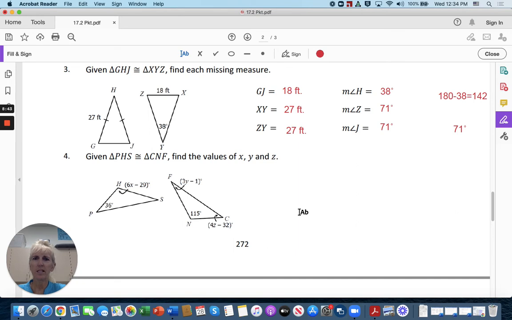Okay, I'll just set this one up and let you finish it. Okay, we say that these two triangles are congruent. That's what we're given. Now we have to find the values of X, Y, Z. Okay, so we know that H is congruent to N. So we can say that 6X minus 29 equals 115. Okay, then just solve for that.